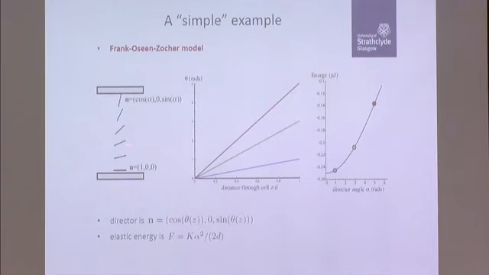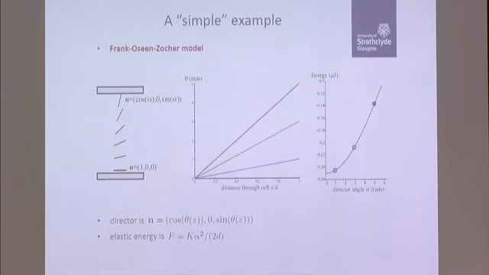Then I can work out the solution. In a one-constant approximation, which is what I've used, the solution is always going to be a linear function of z. So theta, on the vertical axis, varies linearly from the bottom substrate to the top substrate. As my angle alpha at the top substrate increases, I get more and more elastic distortion. You can see my energy just increases quadratically with alpha. That's all very well known.